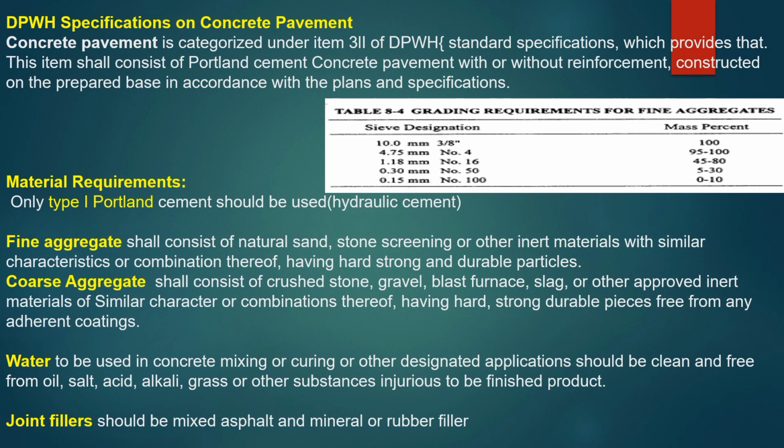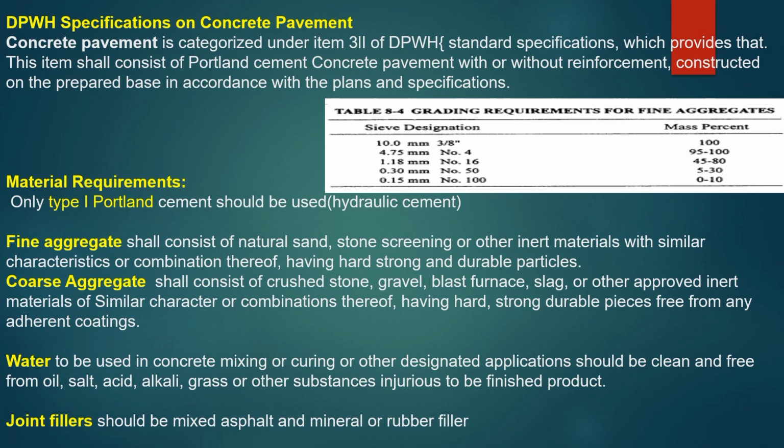The material requirements. Only Type 1 Portland cement should be used in hydraulic cement. As a background of this statement, just like our father in civil engineering, John Smeaton, he used the Portland cement to build the Eddystone Lighthouse, by the concept of using hydraulic lime.